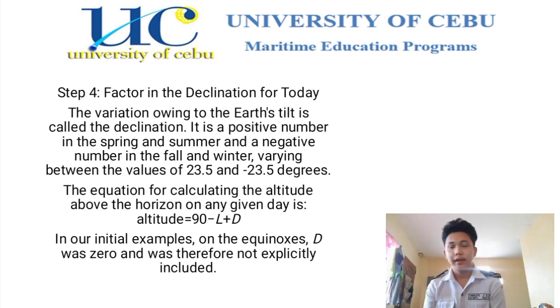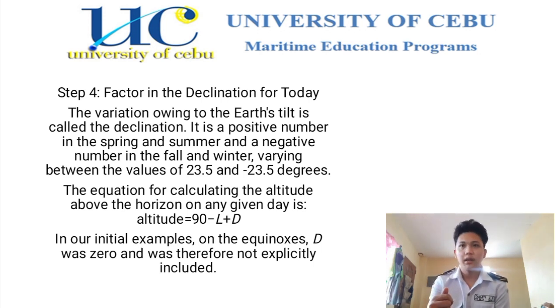Step 4: factor in the declination for today. The variation owing to the Earth's tilt is called the declination. It is a positive number in the spring and summer and a negative number in the fall and winter, varying between the values of 23.5 and negative 23.5 degrees. The equation for calculating the altitude above the horizon on any given day is altitude equals 90 minus L plus D. In our initial examples, on the equinoxes, D was 0 and was therefore not explicitly included.